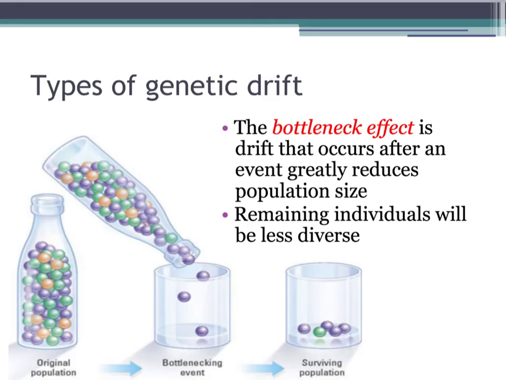So we've got this thing called the bottleneck effect. This occurs after an event greatly reduces population size. A great example of this could be something like a forest fire. Let's pretend this bottle is all the different foxes in a forest. Let's say that these ones that can fall out of the bottle are the ones that made it out in time. So when they return and start to reproduce, see how there's no yellow?